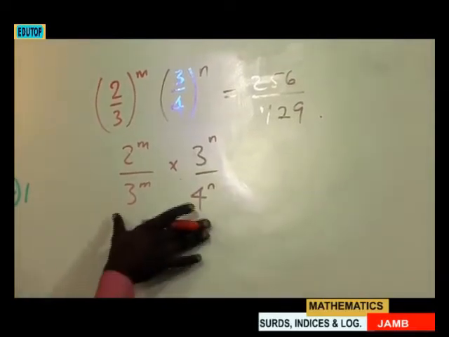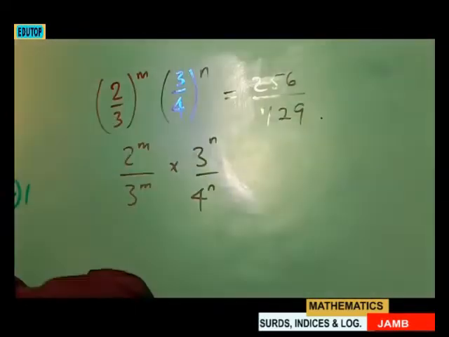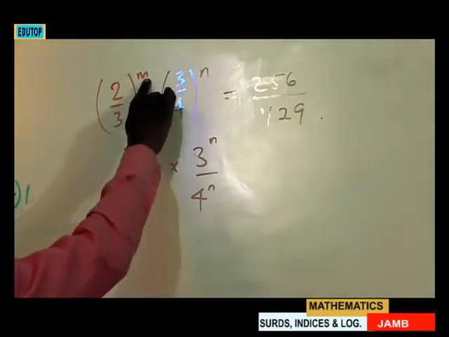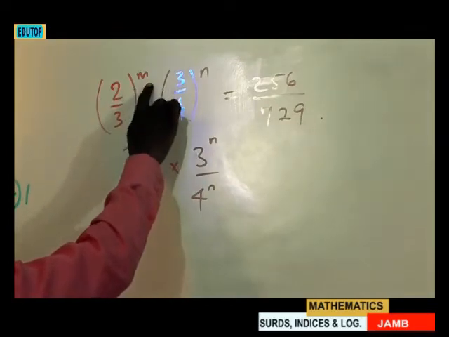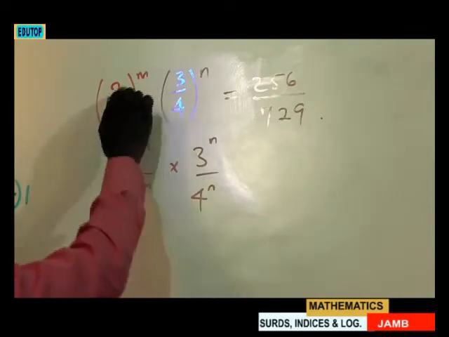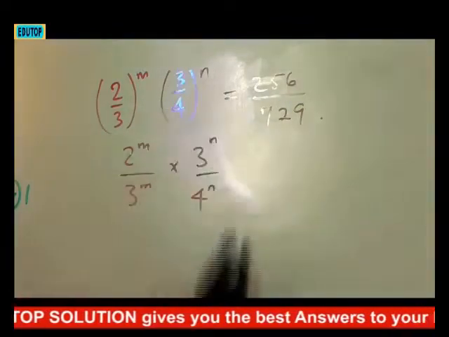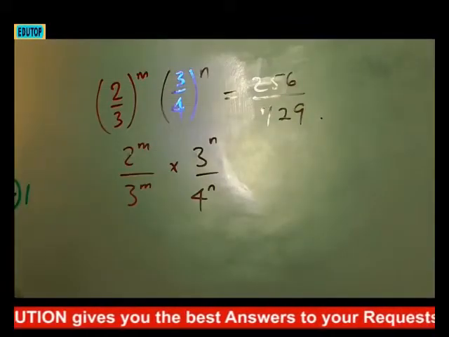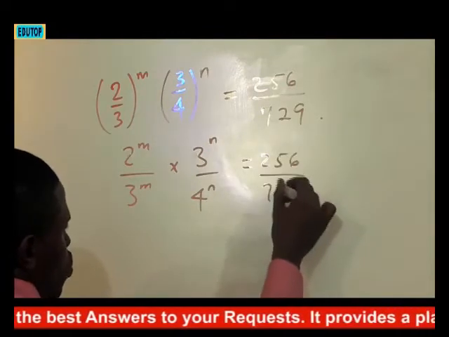So at this point, I believe this is very understood, since it has been said in one of the laws of indices that when you have a fraction raised to a common power, the power can distribute over the fraction. That's why you have this. Also, this one can distribute over the fraction. That's why you have this. Then equals 256 over 729.